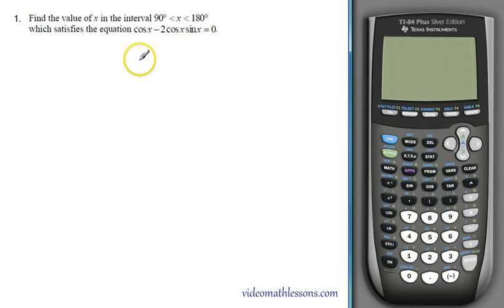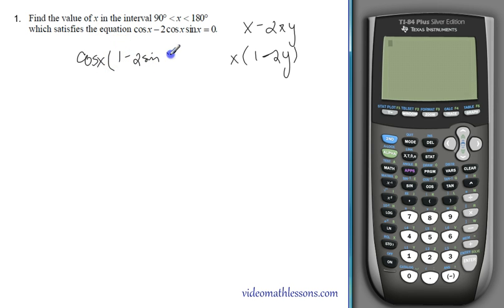Either we're going to try to make them all into one function, like everybody cosine or everybody sine, or we can actually do a little trick here by factoring. So this is cosine x minus 2 cosine x times sine y. This is a common factor. If I write x minus 2xy, the x can come out, and I'd have 1 minus 2y. Well, over here the cosine comes out, and what I'm left with is 1 minus 2 sine y, x, excuse me.